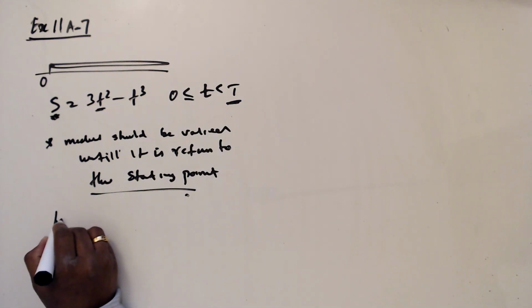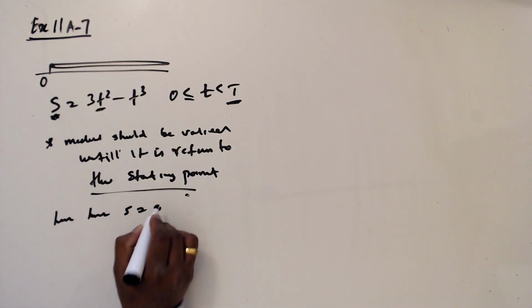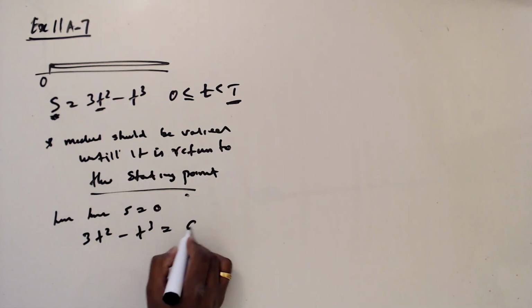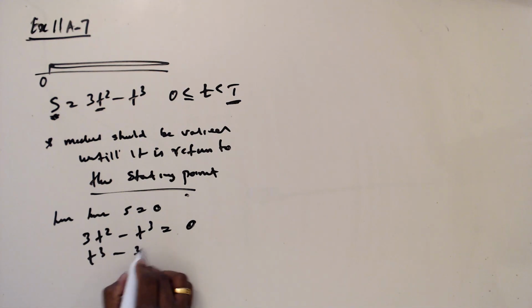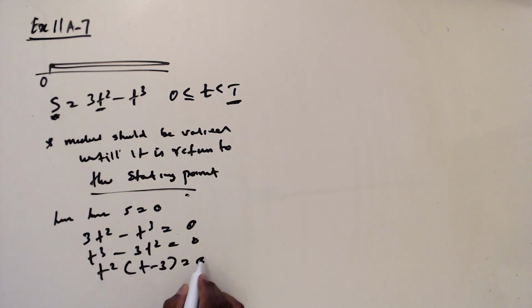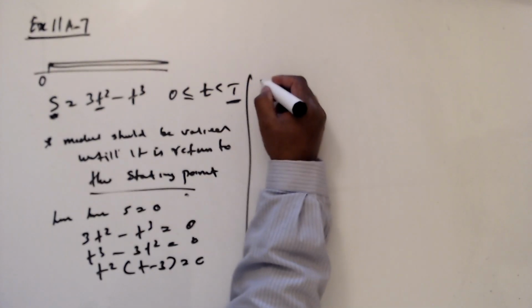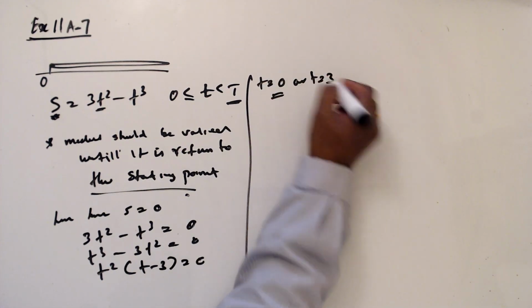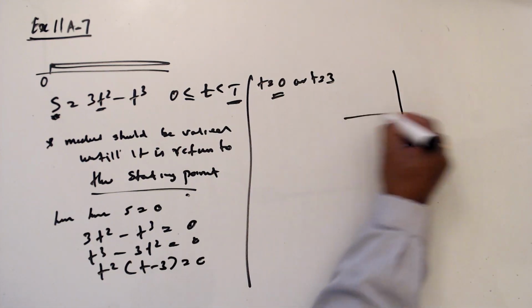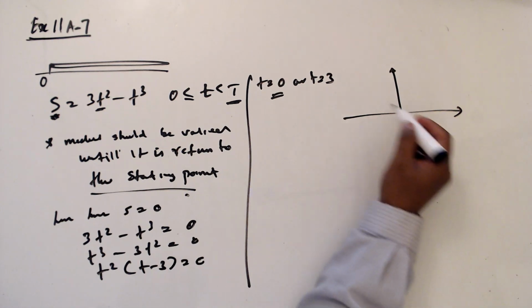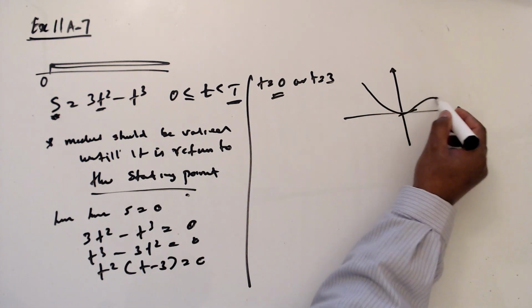Let's take s equals 0, then 3t squared minus t cubed is 0, so t cubed minus 3t squared equals 0. Taking t squared out, t minus 3 equals 0. So we have two options: t equals 0, that is a repeated root, or t equals 3. We know how to draw a graph from chapter 4 in Year 1. So this is going to be some graph something like this.